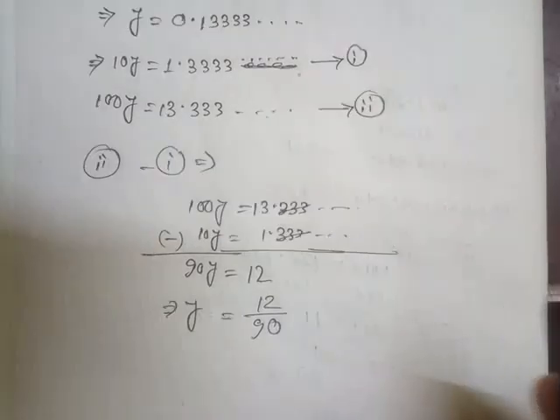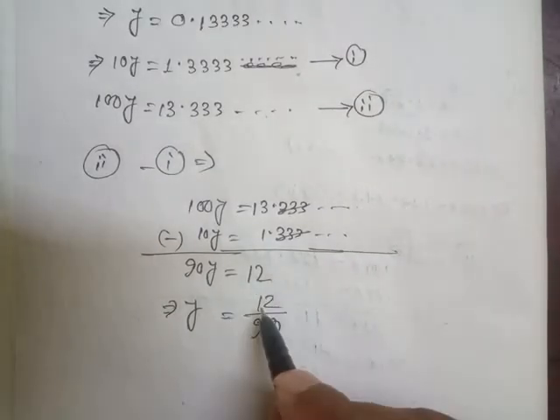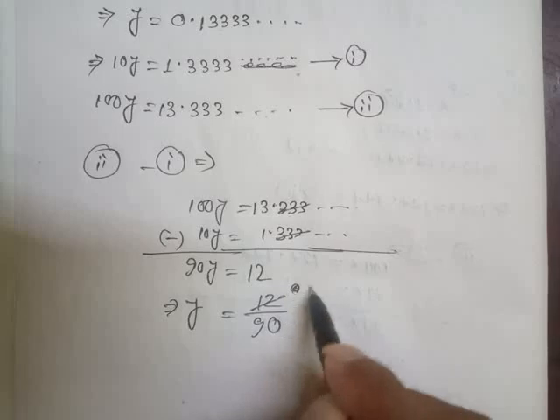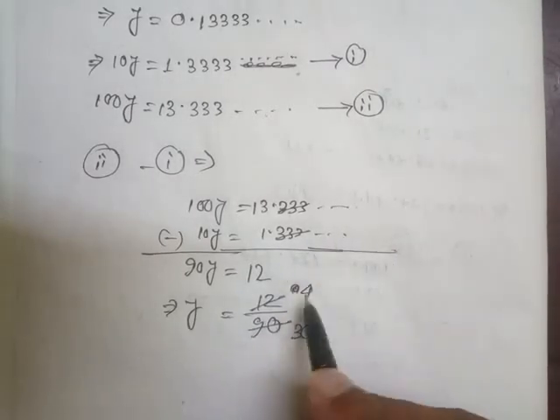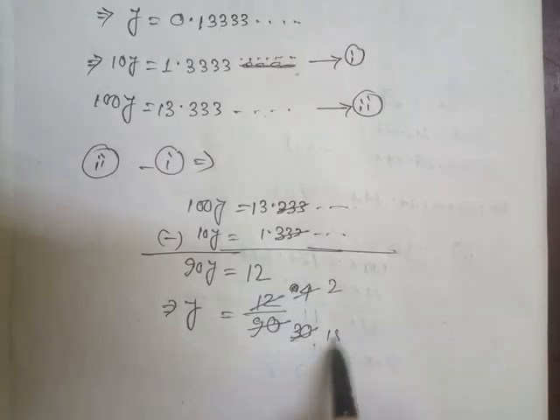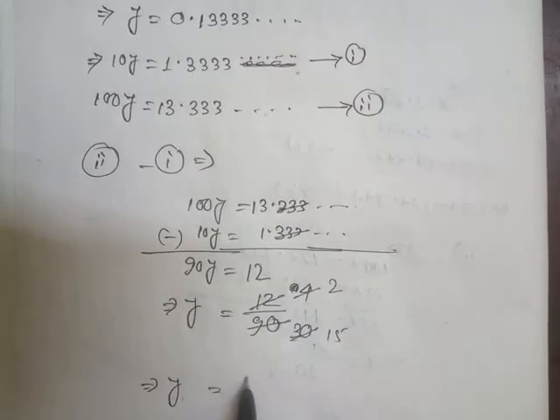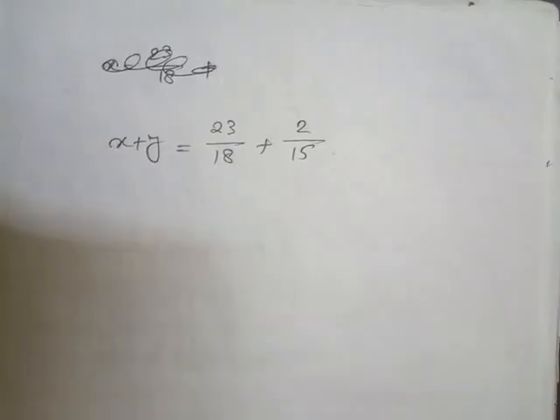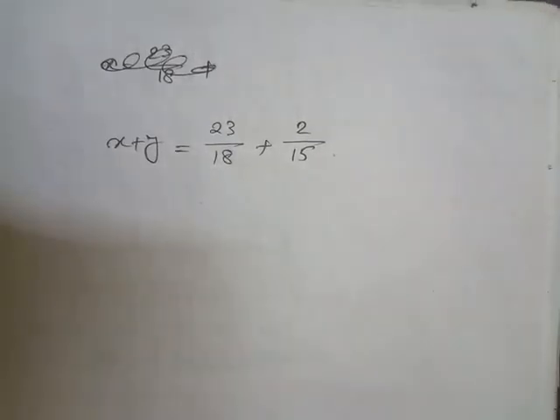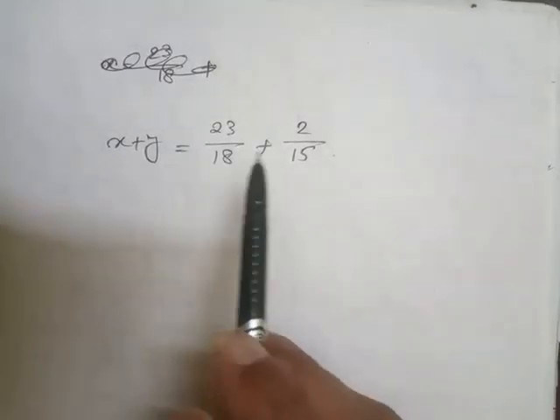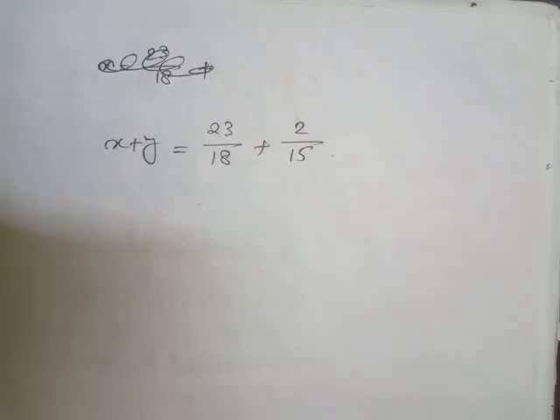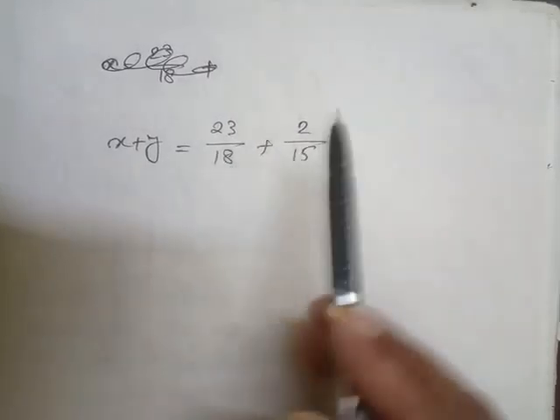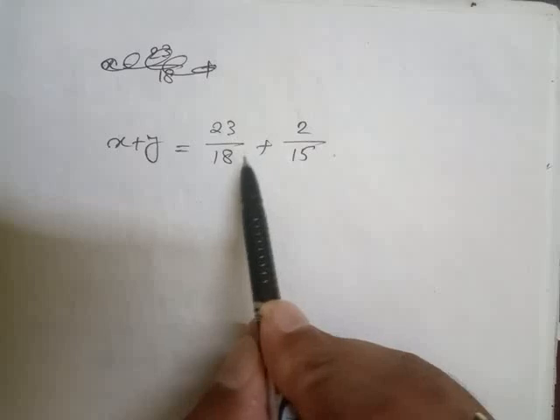Now look here, dividing by 3, because 3 fours are 12 and 3 times 30 is 90. Again dividing by 2, 2 times 2 is 4 and 2 times 15 is 30. So y equals 2 by 15. This is the value of y. Now look, student, x plus y. I am going to add the numbers I found, x and y. The value of x is 23 by 18 and the value of y is 2 by 15.